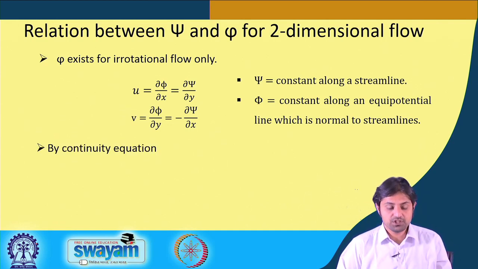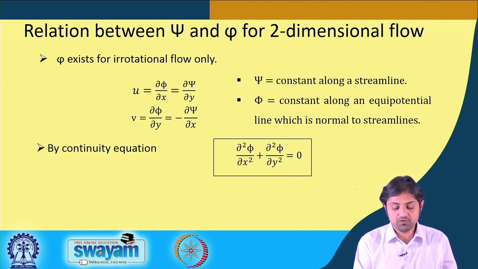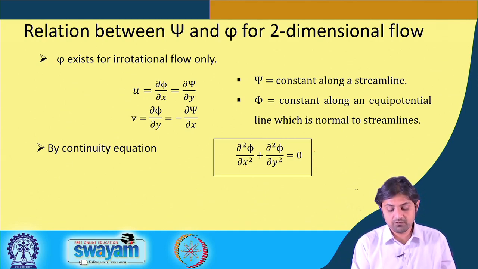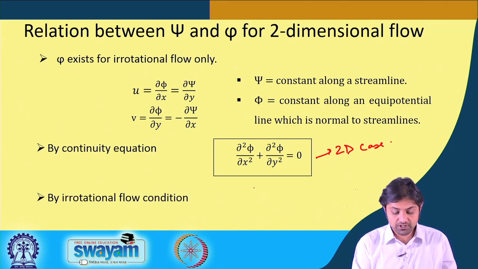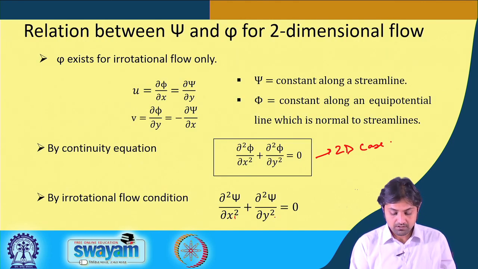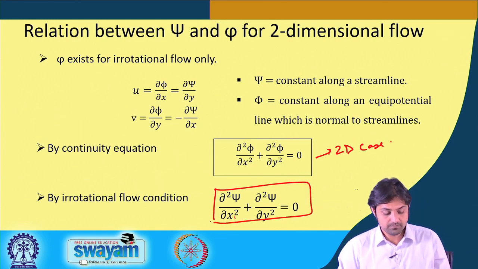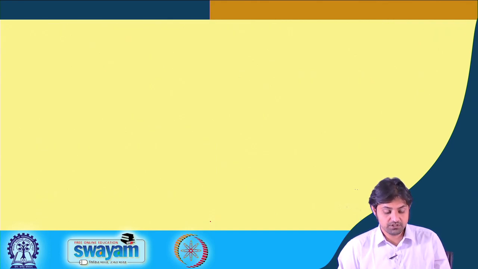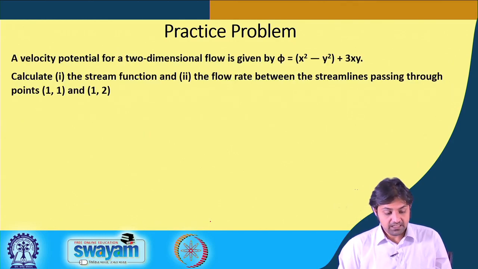So, by the continuity equation, what we can write is del square phi by del x square plus del square phi by del y square is equal to 0 for the 2D case. By the irrotational flow condition, we can write del square psi by del x square plus del square psi by del y square is equal to 0. This is important: both satisfy the Laplace equation, for the irrotational flow condition and for the continuity equation. Now, we will see a practice problem.